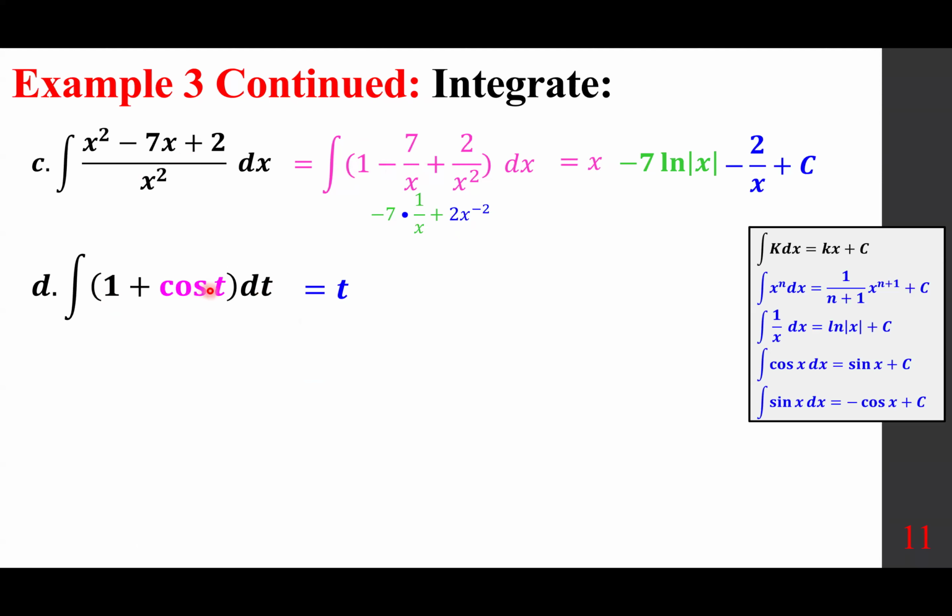Cosine, remember the derivative is negative, but the integral is positive. The integral of cosine x dx is sine. So this must be plus sine t plus a constant.